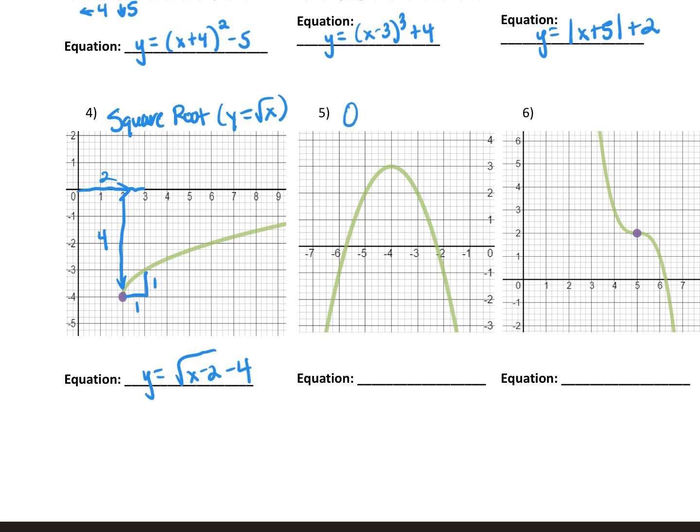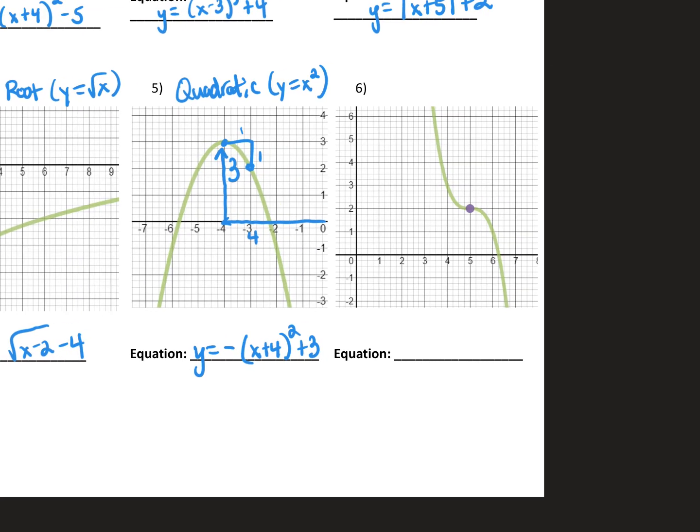Number 5, we have another quadratic. So y equals x squared. This one we can see has been reflected, and it's been shifted left 4 units, up 3 units, and it's still 1 by 1 since 1 squared is 1. So we have y equals, can't forget the negative for the vertical reflection, parenthesis x plus 4 to shift left 4, squared to make it a quadratic, and then up 3 would be plus 3.